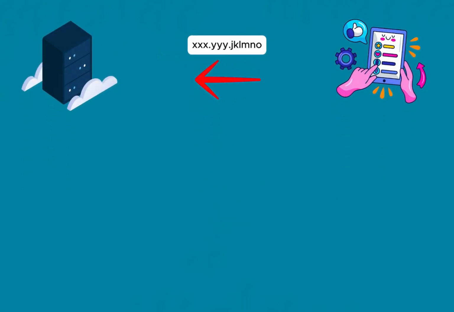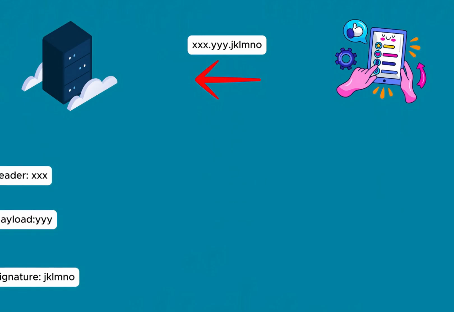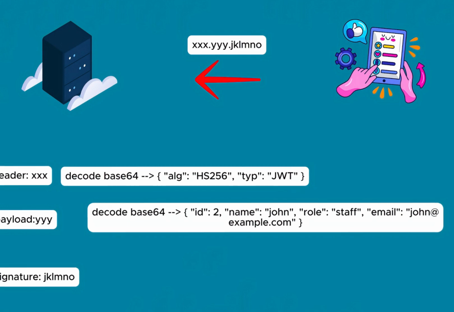But why did we create the signature part in such a complicated way? Let's understand the reason behind it. Suppose we receive the JWT token in a request. First, we split it into parts: header, payload, and signature. All of them are encoded in base 64. After decoding, we get the header and payload.